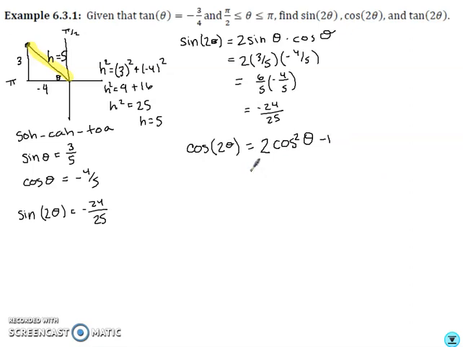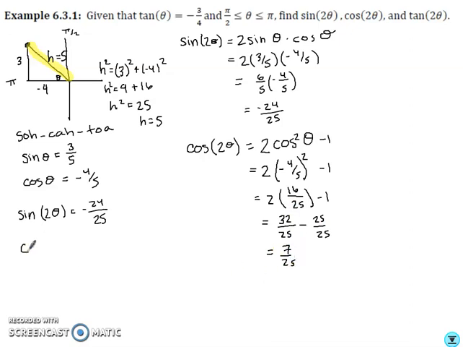And I know that cosine is negative 4 over 5, so 2 times negative 4 over 5, and it does need to be squared, minus 1. Negative 4 squared is 16, 5 times 5 is 25, minus 1. 2 and 25 don't reduce, so I just multiply 2 and 16 to get 32 over 25 minus 1, which I will write as a common denominator so I can add. 32 minus 25 is 7 over 25. So I found that the cosine of 2 theta is equal to 7 over 25.